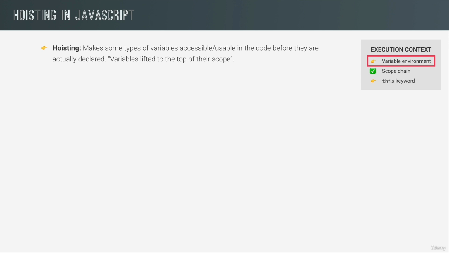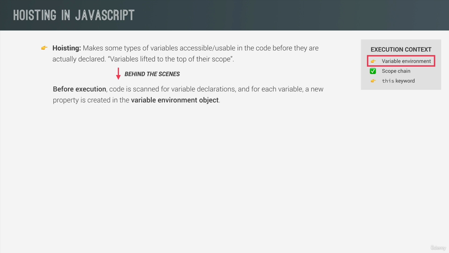Now, many people simply define hoisting by saying that variables are magically lifted or moved to the top of their scope. For example, to the top of a function. And that is actually what hoisting looks like on the surface. But behind the scenes, that's in fact not what happens. Instead, behind the scenes, the code is basically scanned for variable declarations before it is executed.